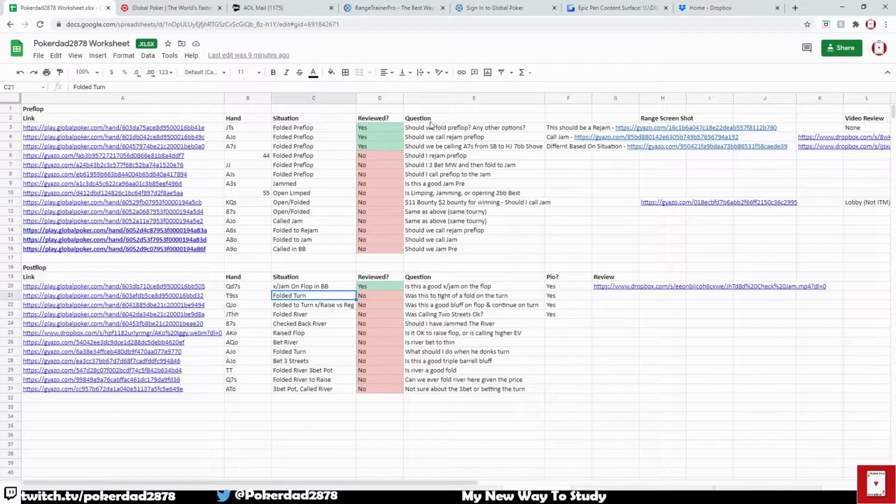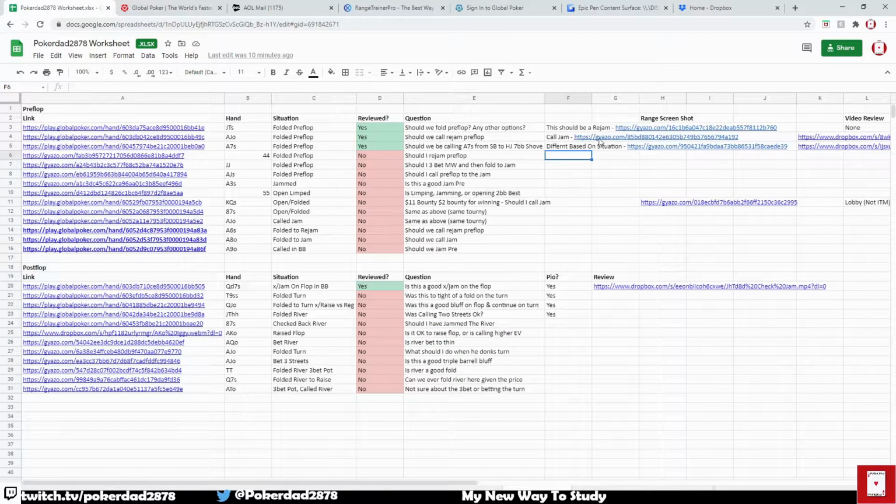And here is the question that I'm asking myself. Each hand that I tag, there's a reason why I tagged it, so I have a question on why. I have a question for each particular situation. So, should we fold pre-flop? Are there any other options? Should I rejam pre-flop? Should we be calling 8-7 suited from the small blind versus the 7 big blind shove? Or here, is it a good check-jam on the flop? I'll be using Pile for most of my post-flop stuff. Was it a tight fold on a turn? So forth and so on.